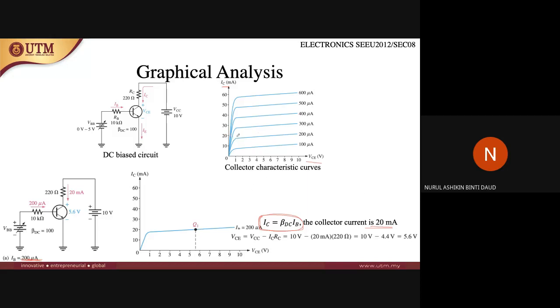So it means that on the graph now, the IB value is at this point, around 20 milliamps. It cannot be this graph and it cannot be this graph, because this is too large and this is too small. It should be around here. So we're going to select this graph. So now Q1.